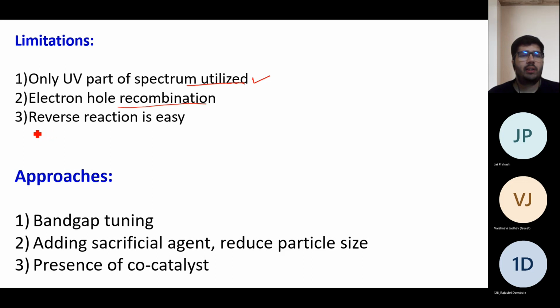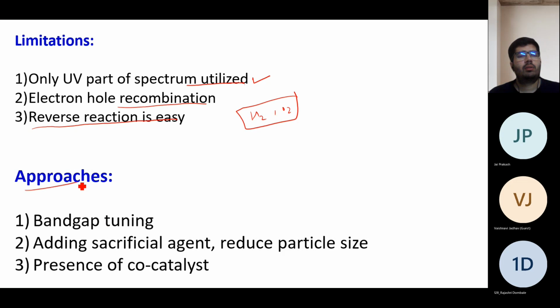Reverse reaction is also easy, because you have hydrogen and oxygen both in the same chamber. Both are at the same location, so they can again combine to generate water. So the reverse reaction is also easy.